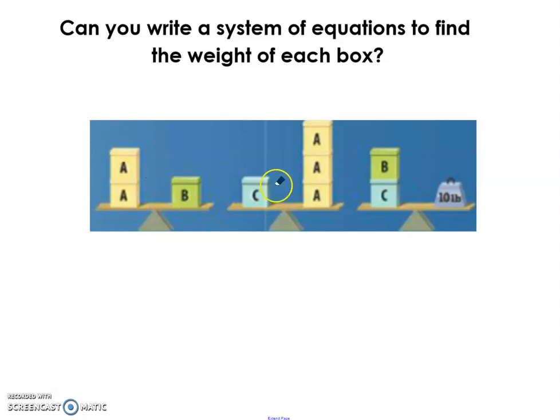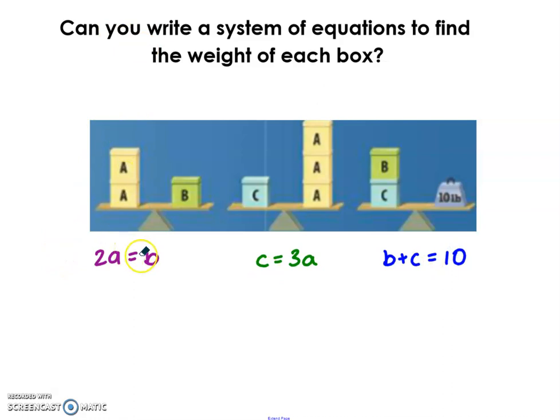So here we have three different scales. Okay, and we can see the scales are even because they're flat. So if I wanted to write a system of equations for the weight of each box, this first one, we can see that 2a is going to be equal to b. In the second one, we can see that c is equal to 3a. And in this last one, we can see that b plus c is going to equal 10.